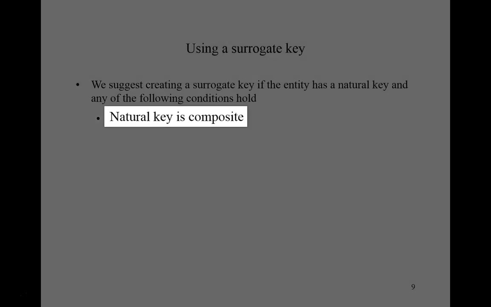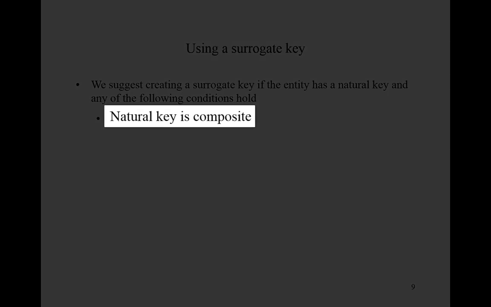So let's consider using a surrogate key. We suggest creating a surrogate key if the entity has a natural key and any of the following conditions hold. The natural key could be composite. If the primary key consists of multiple columns, each instance of a foreign key that references this primary key will necessarily also be composite. It will have the same number of corresponding columns. So this could add considerable overhead to the physical storage required, and it could increase the complexity of queries in the database due to a more complex join condition when we access the parent and the child in a query.